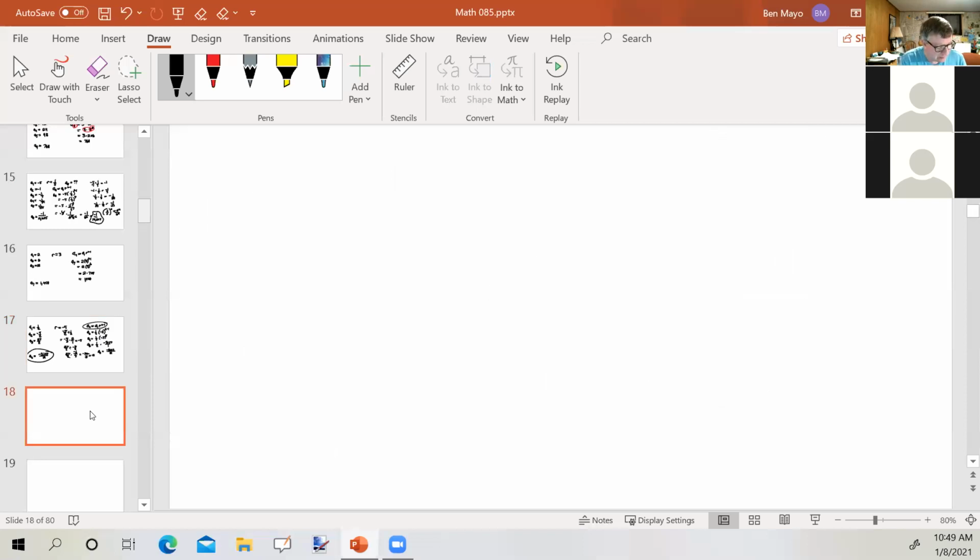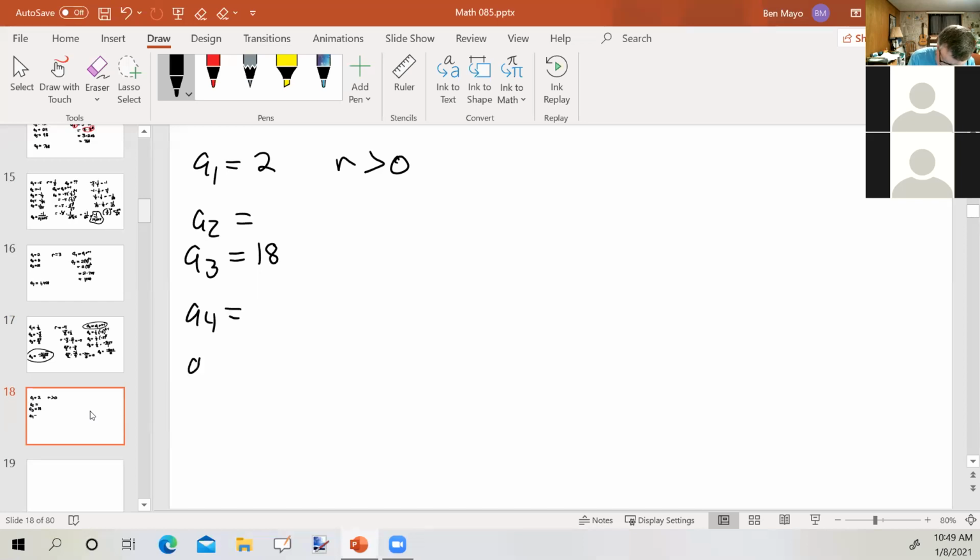This says, write the first 5 terms of the geometric sequence with the following property. The first term is 2. r is greater than 0. And the third term is 18. Now, we're supposed to write the first 5 terms. They give us the first term and the third term, so we've got to find a₂, a₄, and a₅. All they tell us about r is that r is positive.